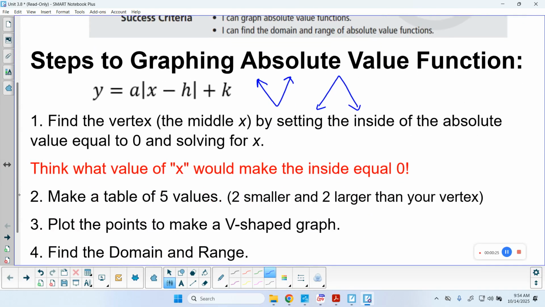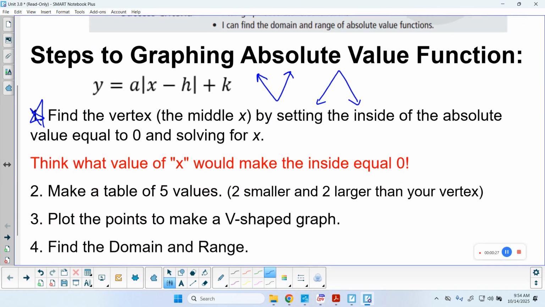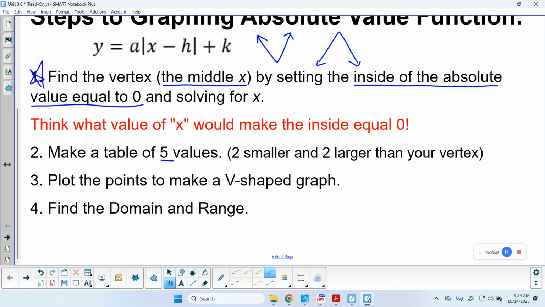Now, in order to actually graph these, our step one is the most important. We have to find the vertex. So what we're doing is we are finding the middle x value. In order to do that, we take what is inside of the absolute value and we set it equal to 0 and then solve it if we need to. Now, once we have that x value, then we will make a table of 5 values in total. 2 numbers will be smaller than the x that we found, and 2 will be larger. Step 3 is we will plot those points, and then step 4 is finding the domain and the range.